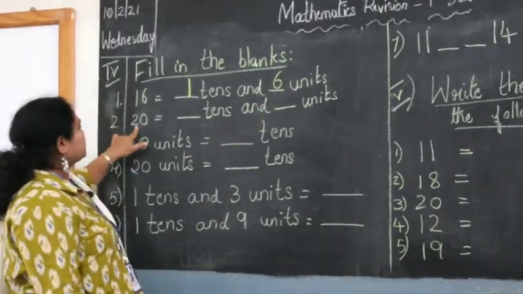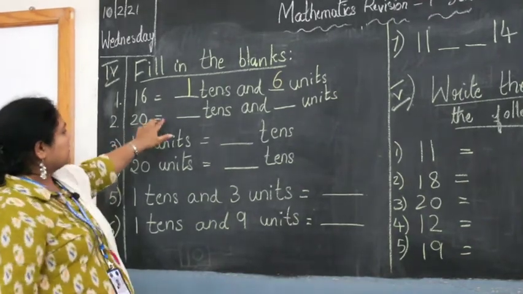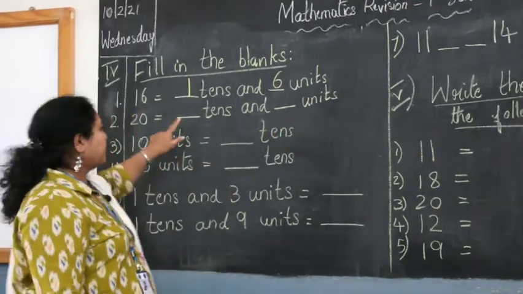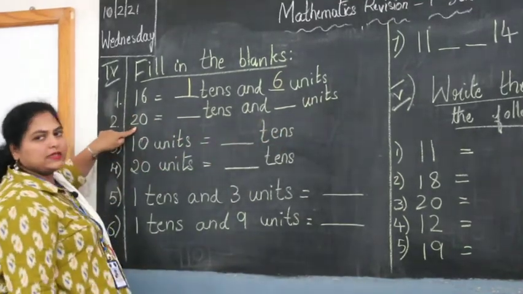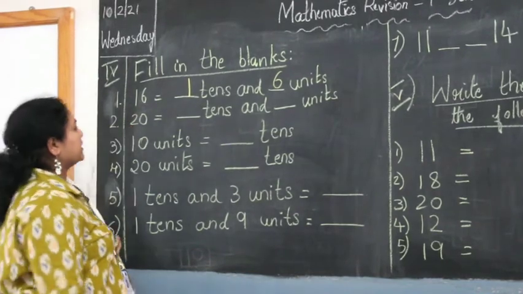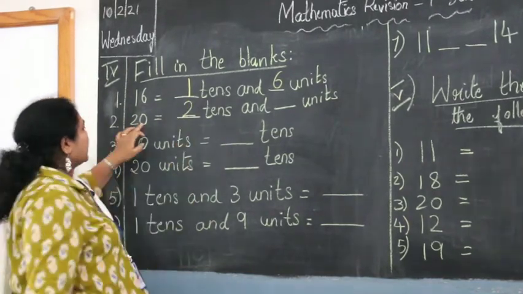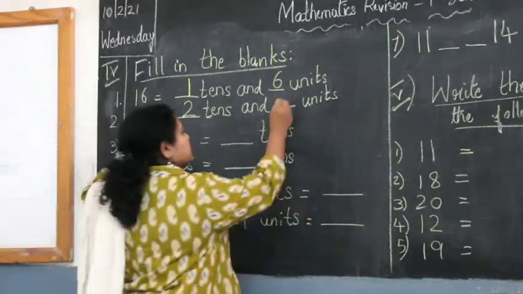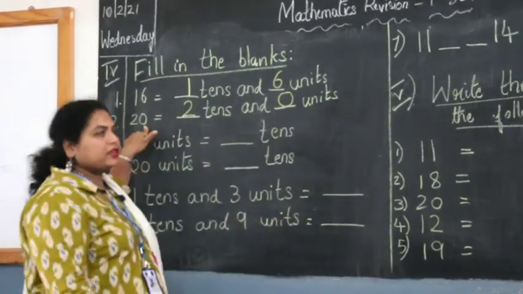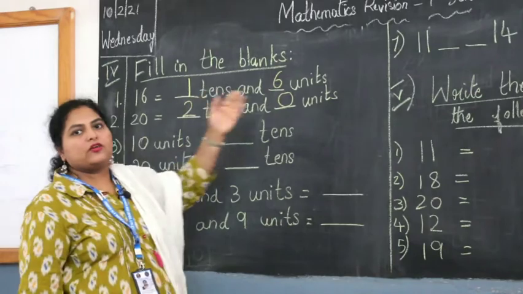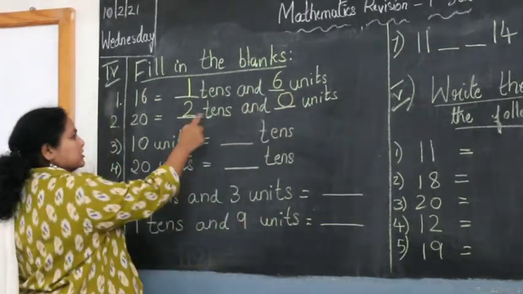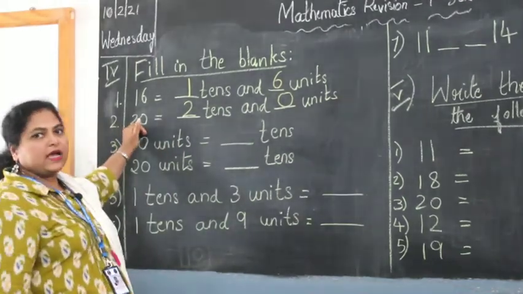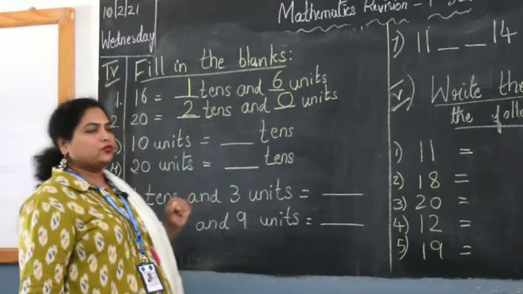The next one is 20. In the number 20, how many tens and how many units do we have? See the tens column, we have 2 tens. So 20 is 2 tens and how many units do we have? 0 units. You have to write 0. When there is no number here, it's 0, so you have to write 0 units. So the number 20 is 2 tens and 0 units.